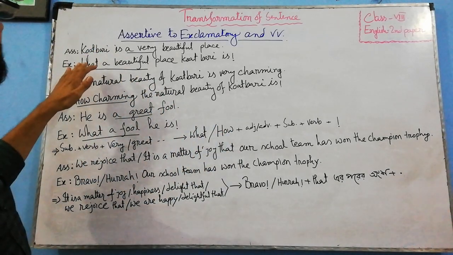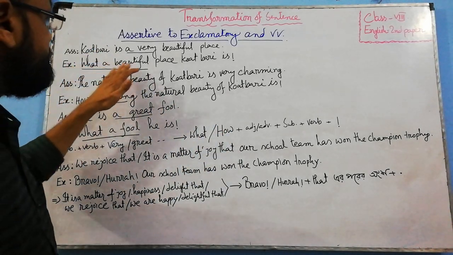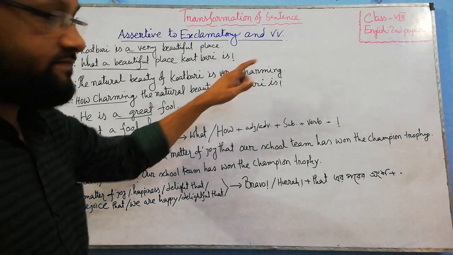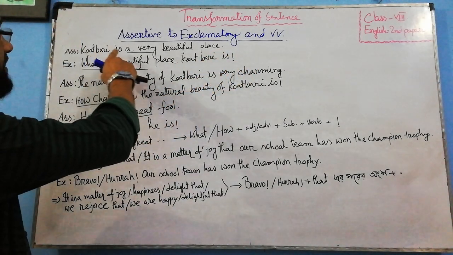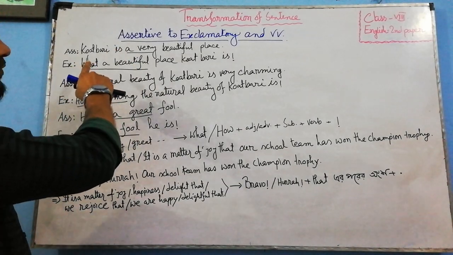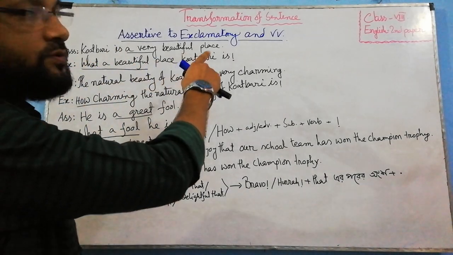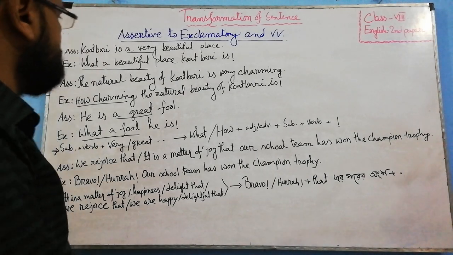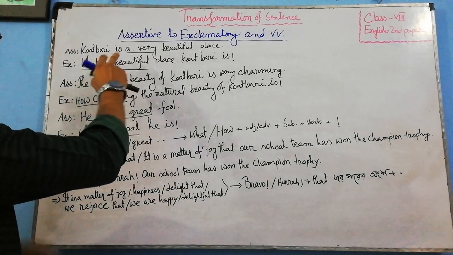And what is this exclamatory one? What a beautiful place Kotbari is. The assertive one is Kotbari is a very beautiful place. And the exclamatory one is what a beautiful place Kotbari is. So what are the changes here?